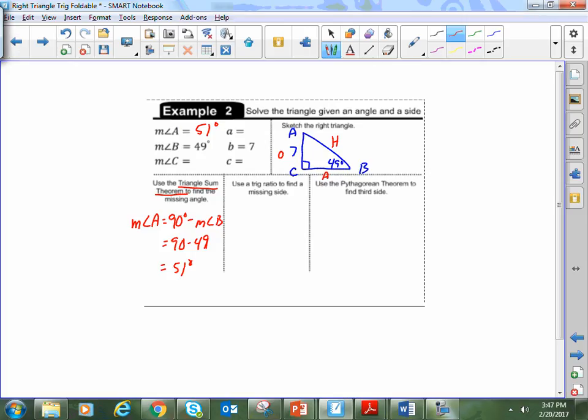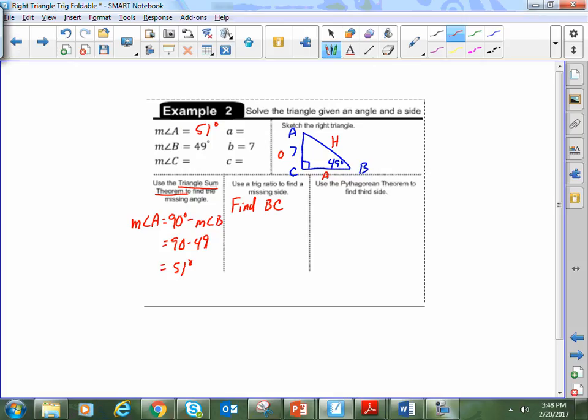So we know that the side opposite of the angle is 7, and we need to find either side A, which would be segment BC, or we need to find side C, which would be the hypotenuse of the triangle. It doesn't really make a difference which one we want to do. So I'm going to go ahead and say, let's find the adjacent side. I'm going to find the adjacent side, which would be segment BC.